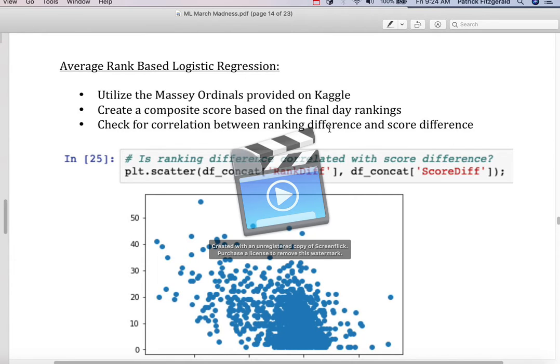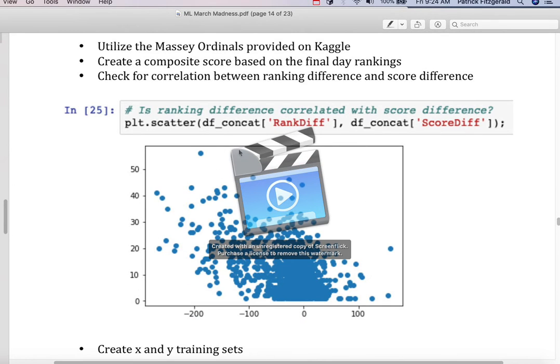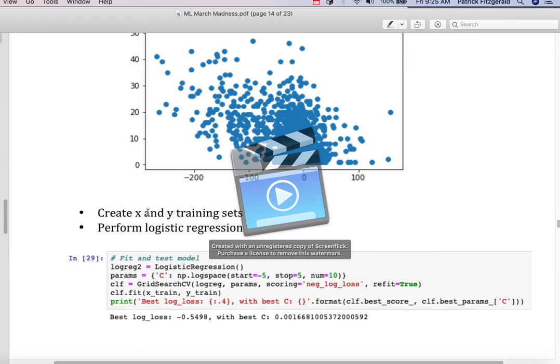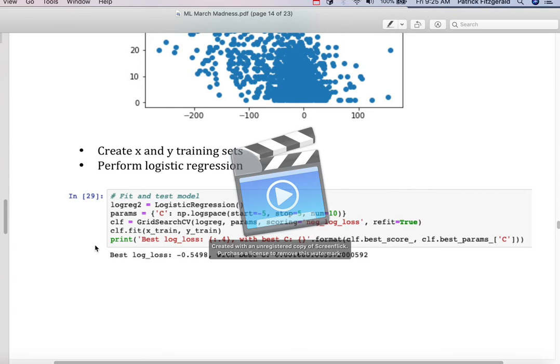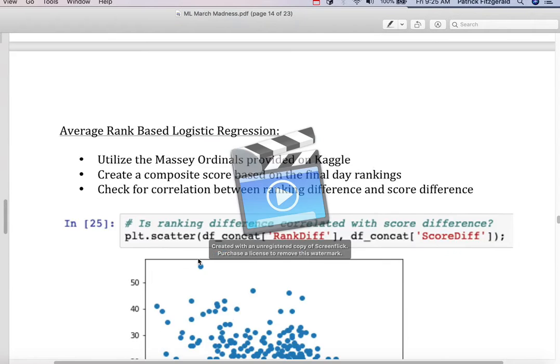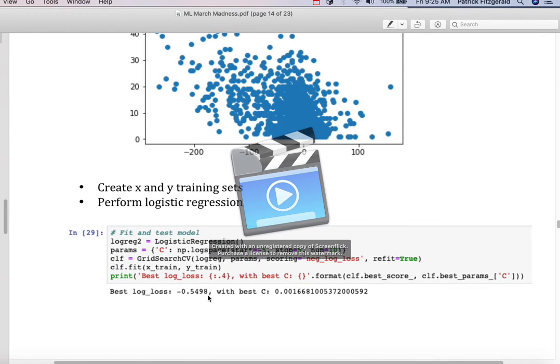So we're going to check for correlation between ranking difference and score difference. And this is a plot here. You have your score difference and your rank difference. And then again, we want to create X and Y training sets and then perform a logistic regression. So here we have our model right here, and let's see, did we improve? Well, we performed about exactly the same. So our final day rankings apparently aren't much better than just our baseline. However, this is a step in the right direction as we're starting to look at more data than just what's simply provided to us.